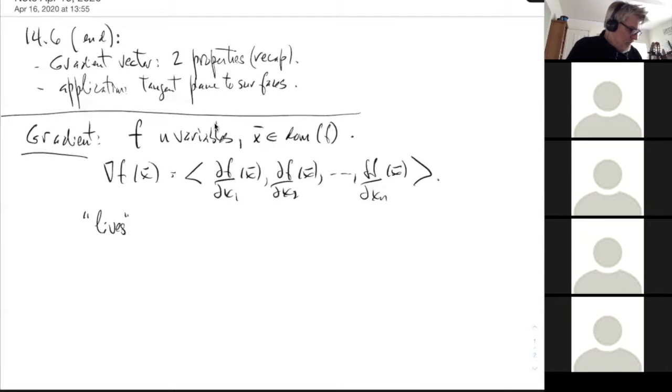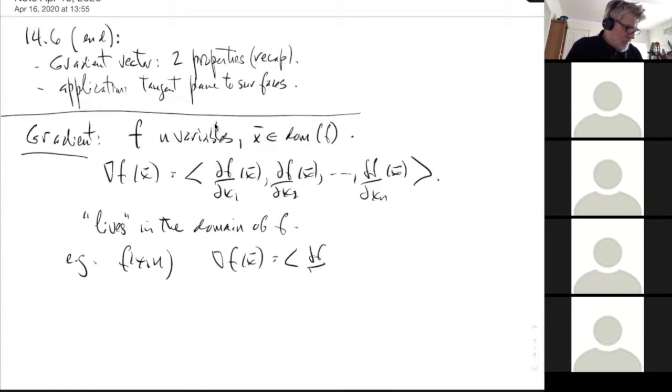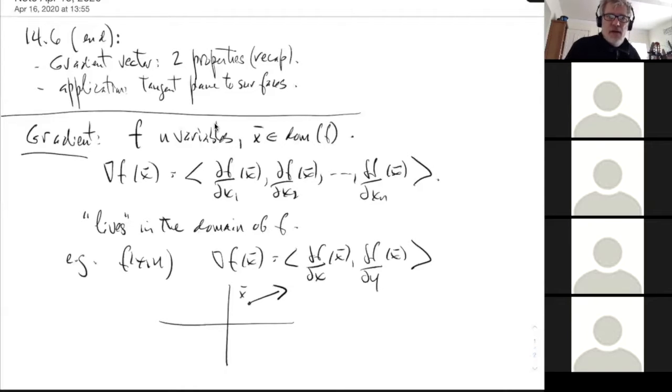This lives in the domain of f, okay? This is important. So for example, if f is a function of two variables, then the gradient at some point will be a vector with two components. So if the point x bar is here, then the vector, we usually locate this vector at the point we're interested in. This is the gradient of f at x bar.